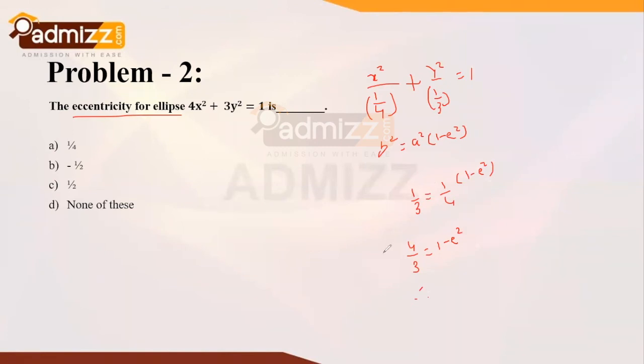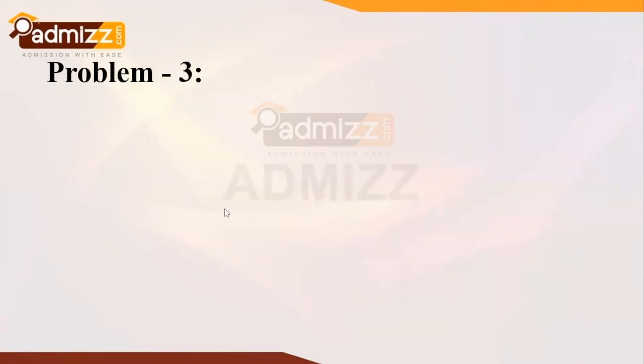Very good. So if you further do the simplification, you will come up with a value, and it is somewhere around 1 by 2. All right. So let's try to proceed ahead further with the next problem.